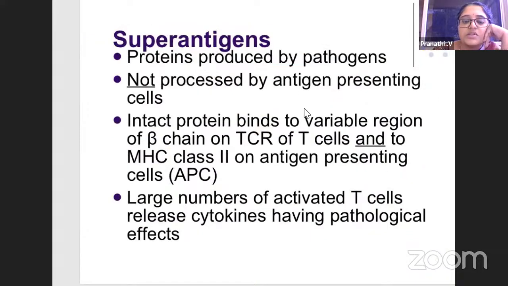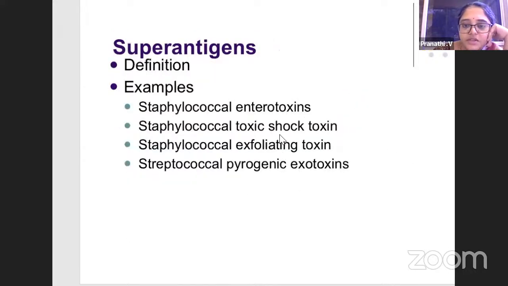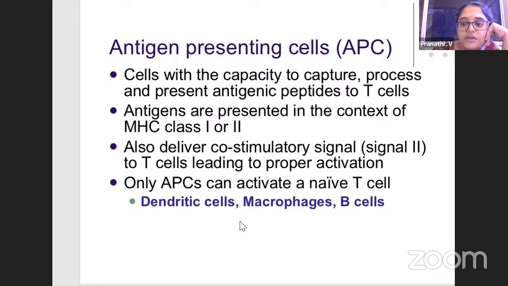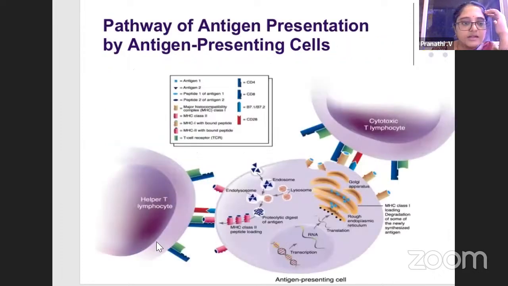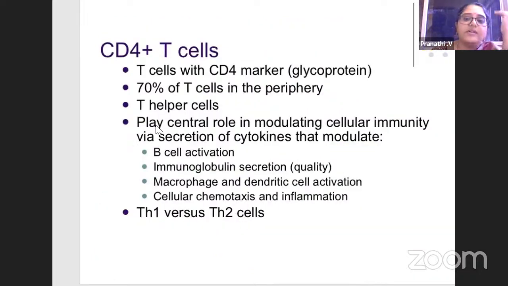So this is how. So super antigens are produced by pathogens. They are not able to be processed by the APCs that are present. Example is your enterotoxin, pyrogenic toxins. Your APC cells, like I told you, have the capacity to capture. They are your antigen presenting cells or APCs. They can activate a naive T cell that is present. Pathway of presenting is also here. We can just see this when we read about it.